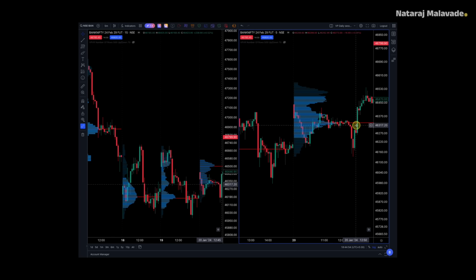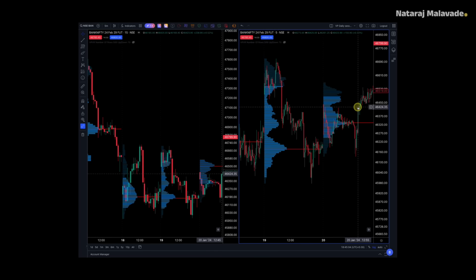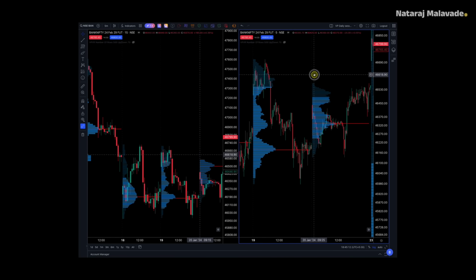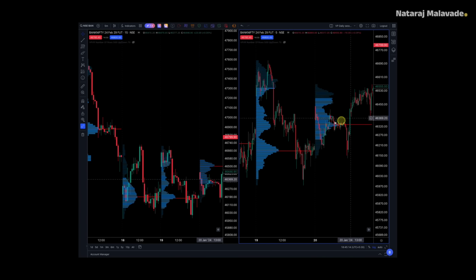You could have traded this particular move by entering a long trade above the 5-minute candle here, on the confirmation of the green candle, and easily you would have targeted the previous day high volume node, which is somewhere around 46,600. So by the end of the day, this is what happened.